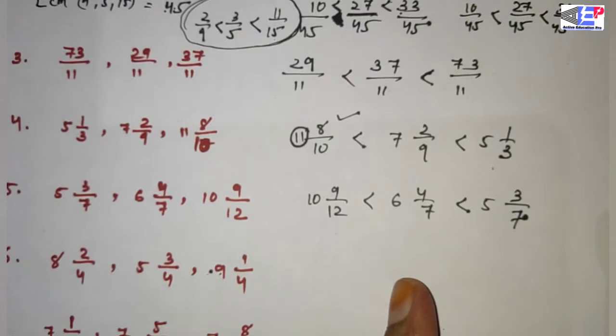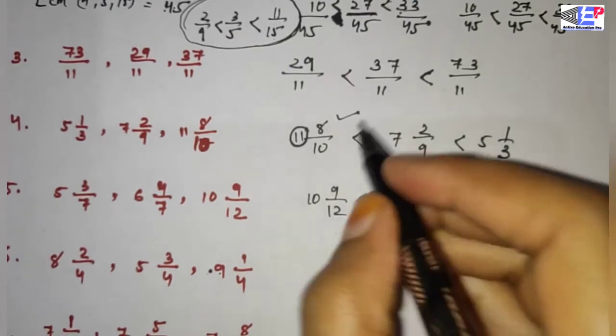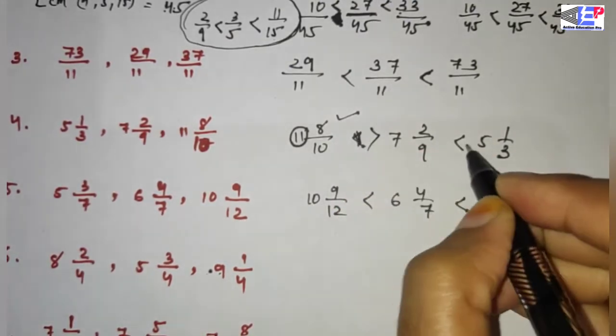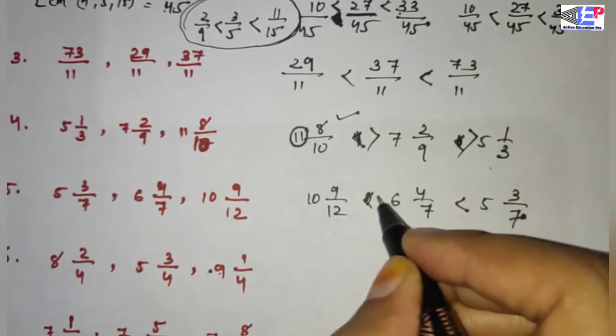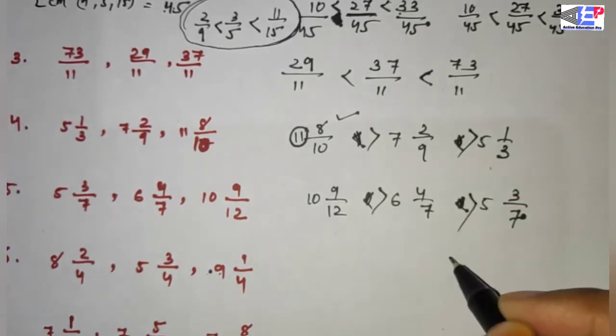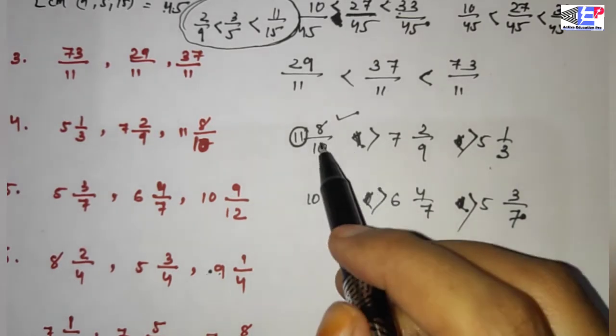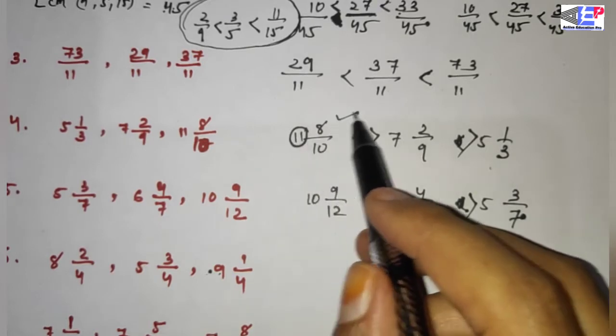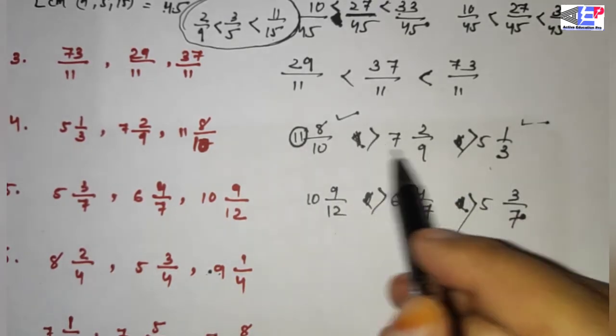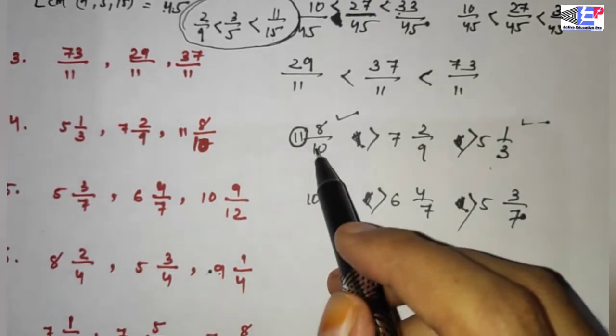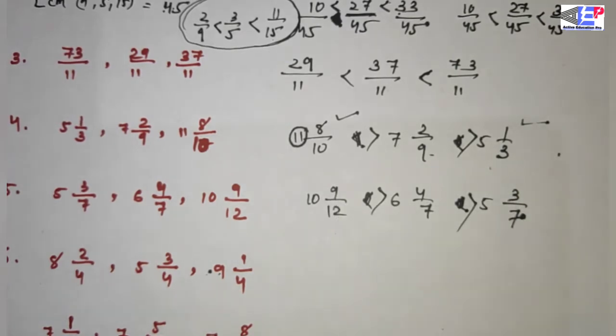Sorry, I put the wrong mark. These two are arranged in descending order. Okay, sorry, I forgot. This is 11 8 by 10, the greatest value, and this is the smallest value, so this is the descending order, because it goes from bigger to smaller.